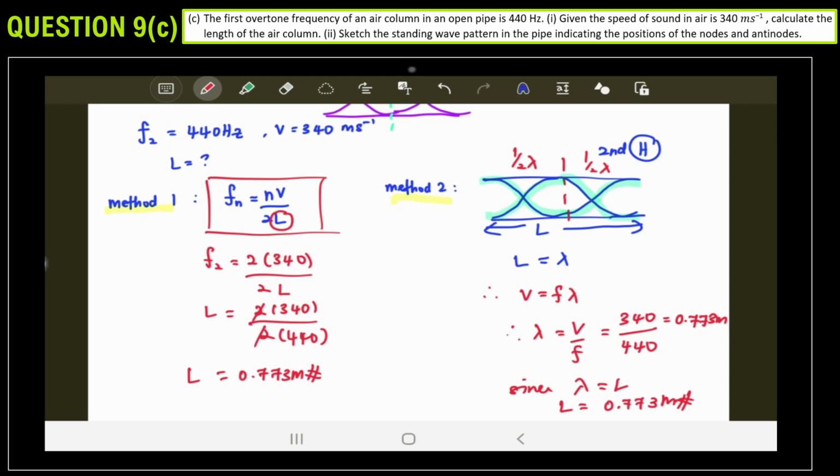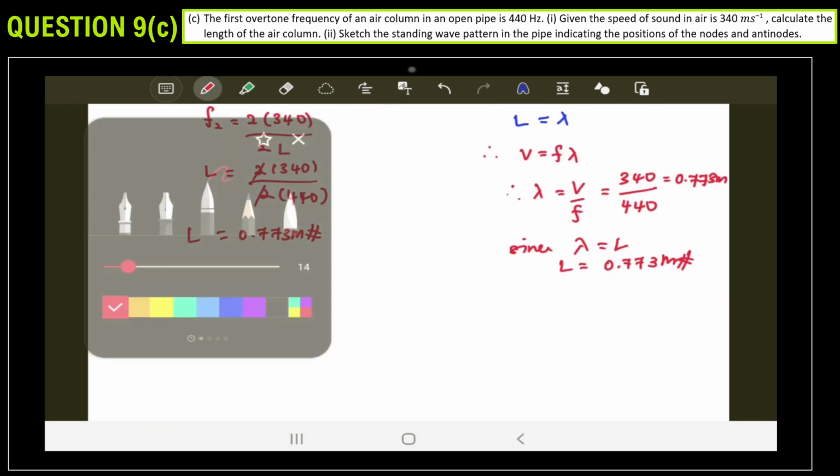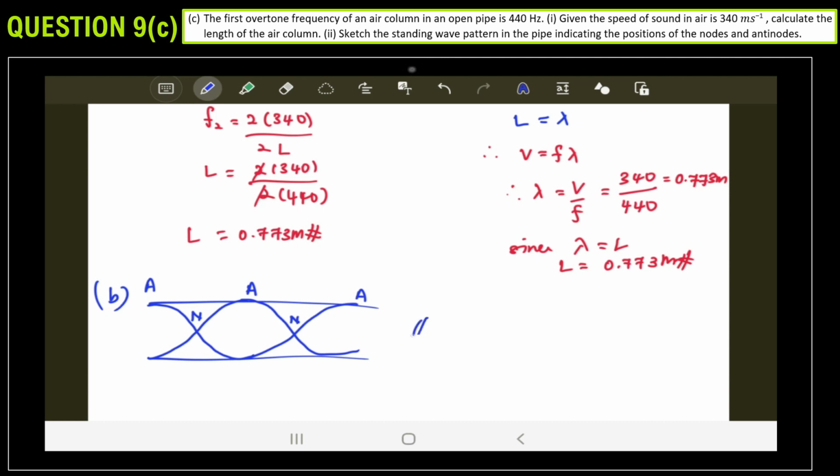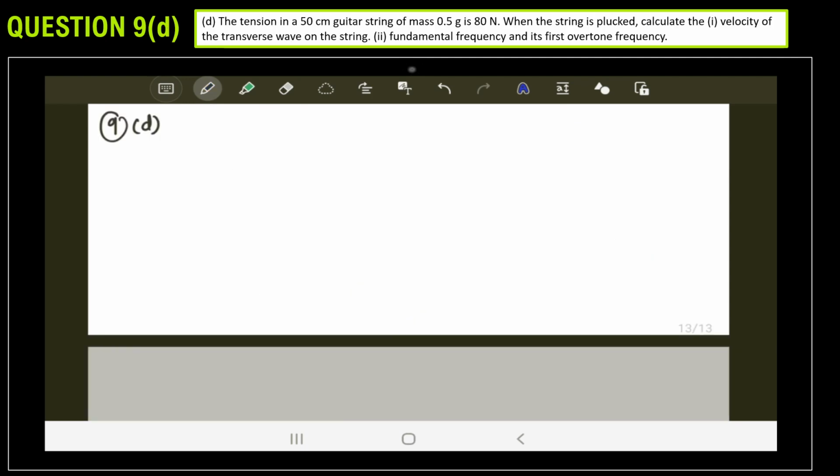And sketch the standing wave pattern in the pipe indicating the position of the nodes and antinodes. The question does not tell us whether it wants the first harmonic, second harmonic or third harmonic. Since the equation gave us the frequency for the first overtone, or second harmonic, in order to draw the pattern of the wave, I use the second harmonic. Twice the earlier pattern, 1 and 2. So here is antinode, node, antinode, node, and here is antinode. So that is finished.